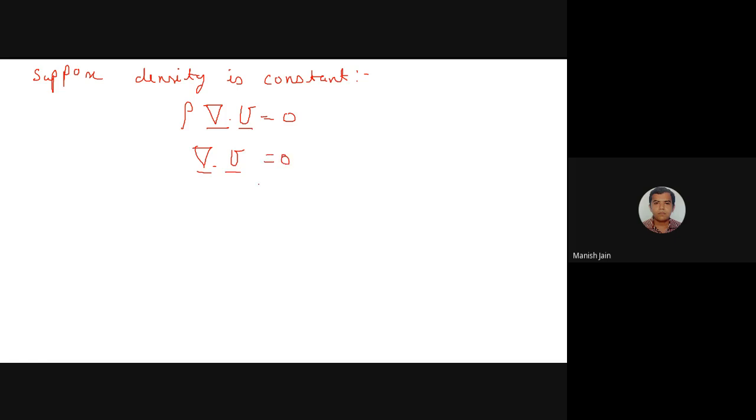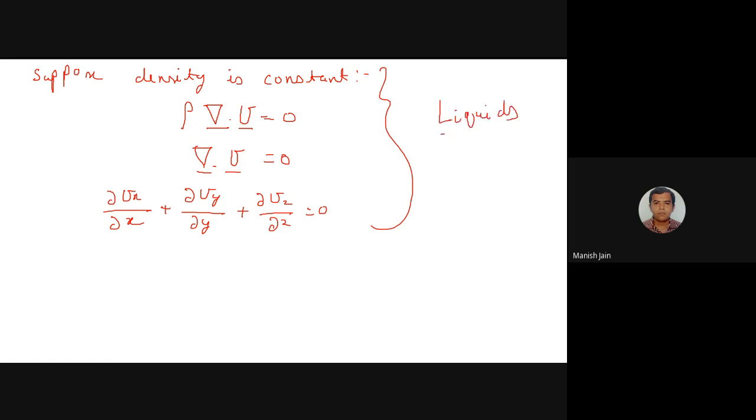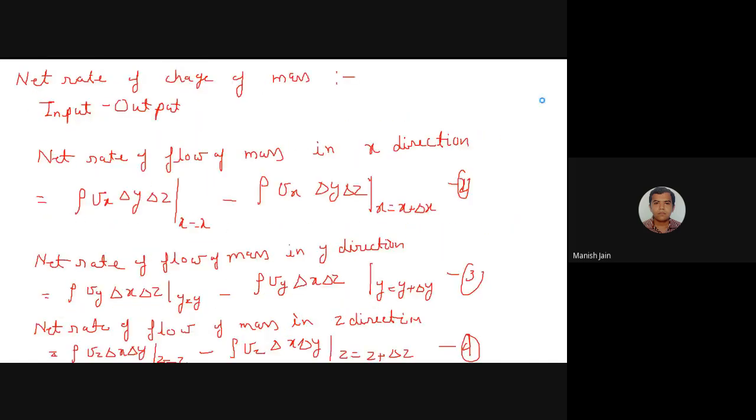If you write this equation for the Cartesian coordinate system, it will become del vx by del x plus del vy by del y plus del vz by del z equal to 0. So this is for the liquids, because for liquids, generally density is constant. Okay, so this is the equation of continuity, derivation of equation of continuity.